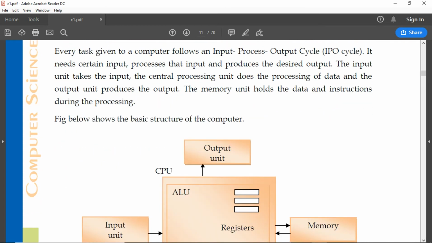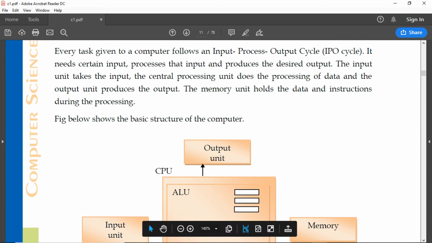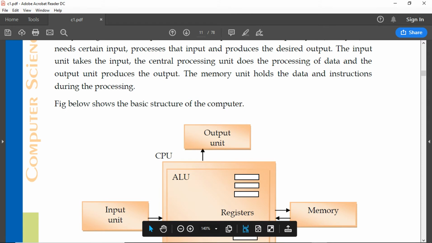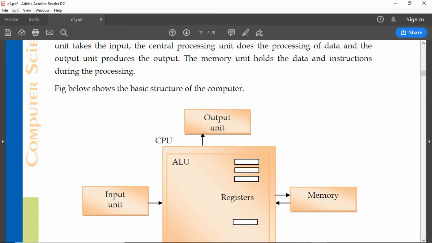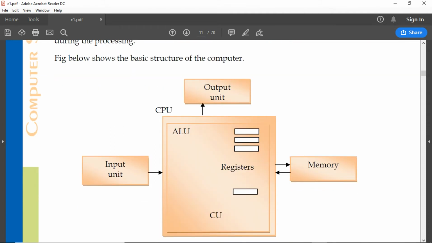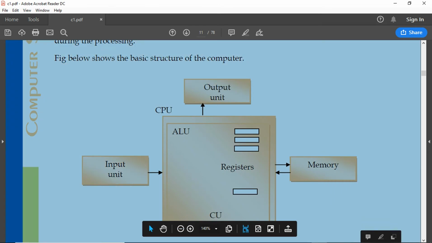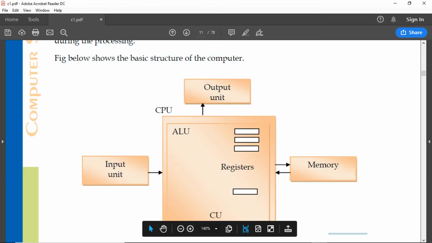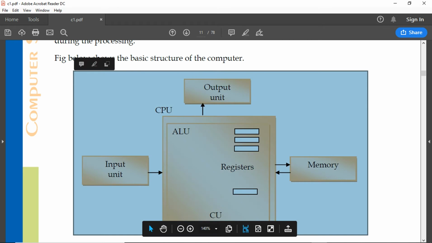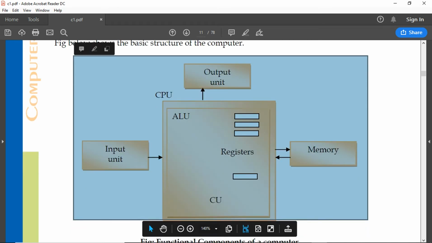Every task given to a computer follows an input process output cycle, IPO cycle. It needs certain input, processes that input and produces the desired output. The input unit takes the input, the central processing unit does the processing of data, and the output unit produces the output. The memory unit holds the data and instructions during the processing. Fig below shows the basic structure of the computer. Fig, functional components of a computer: output unit, ALU, registers, CPU, CU, memory, input unit.